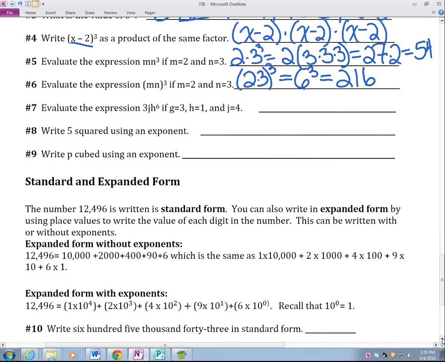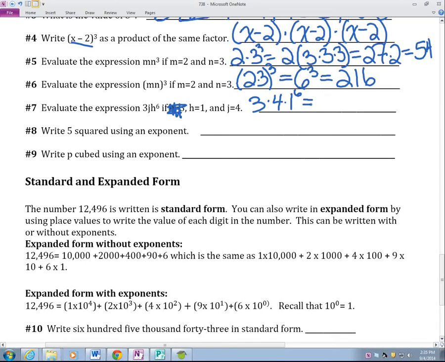All right. This one here, evaluate the expression. Ignore this, that's a typo. I did scribble out my own scribble. Okay? There. 3jh to the 6th. So I'm going to substitute 3 times 4 times 1 to the 6th.